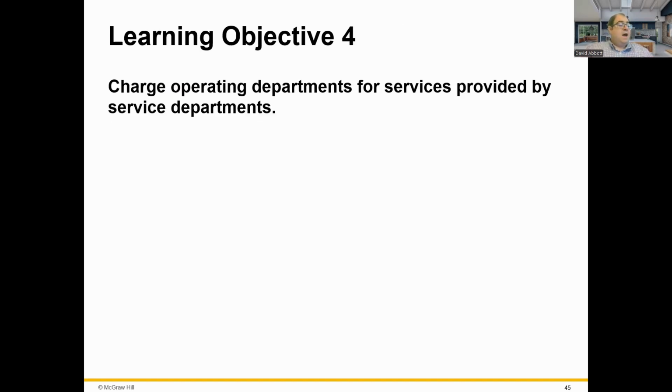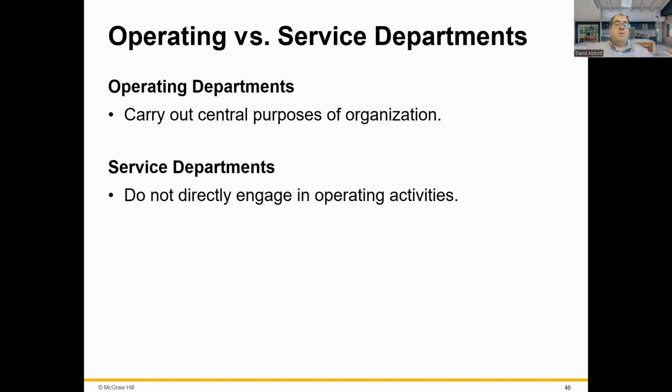And then we're going to look at learning objective 4, which deals with charging operating departments for services provided by service departments. So most large organizations have both operating departments and service departments. The central purpose of the organization is carried out in the operating departments. In contrast, service departments do not directly engage in operating activities. This appendix discusses why and how service department costs are allocated to operating departments.